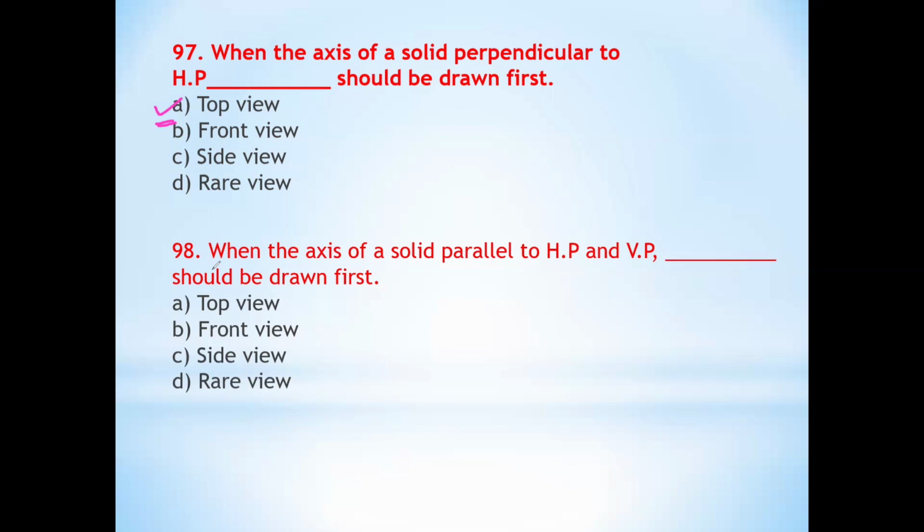Because in the other two cases we know that if the axis is perpendicular to HP, then first of all we draw the top view. If the axis is perpendicular to VP, then first of all we draw the front view. But if it is parallel to HP and VP, at that time whatever the axis is, it remains perpendicular to the profile plane.